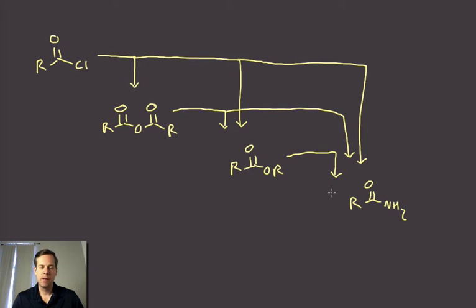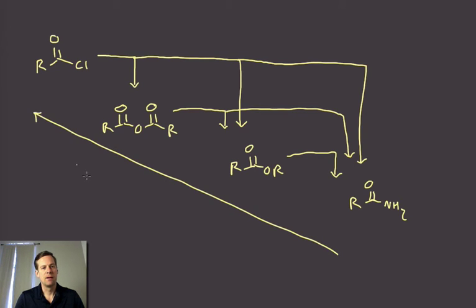Okay, but what we won't be able to do directly is take something that's lower on this reactivity chart. So here we're showing reactivity. As we go up here, we go from more reactive down to less reactive. We won't be able to take something of lower reactivity and directly get it up to a more reactive one. So you won't be able to take an ester and directly convert it to an acid chloride. You won't be able to take an amide and directly convert it to an anhydride. That's just not going to work.